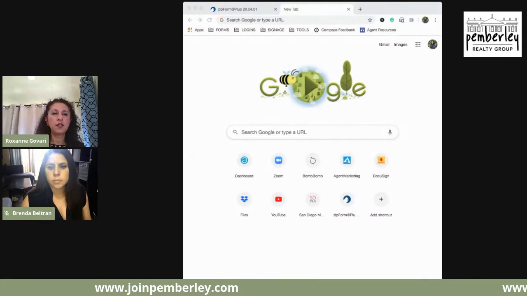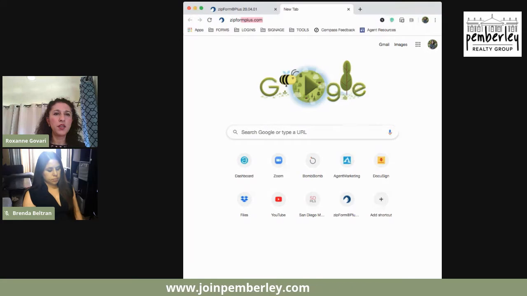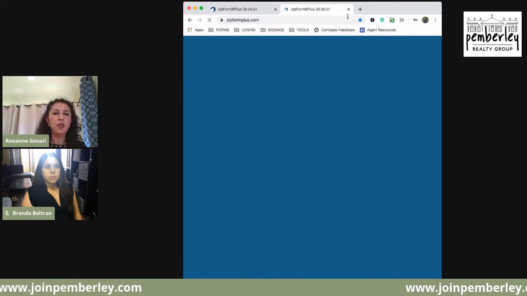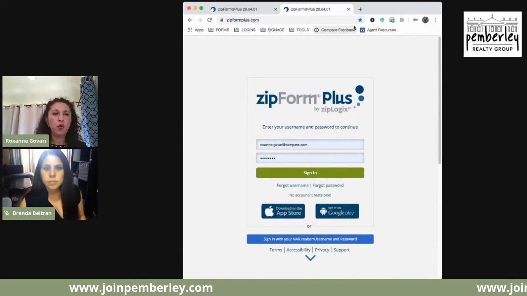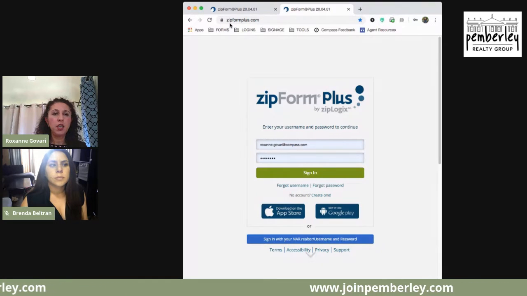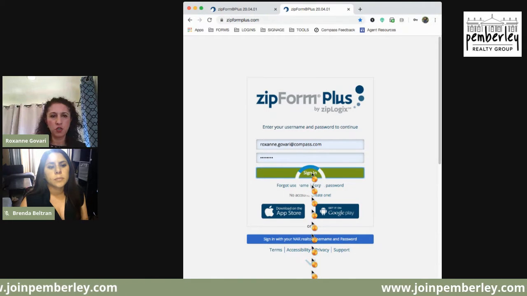We're going to go over to Zip Forms, which is a program that we use that has all of our forms, and then we're going to go into the RPA, the real estate purchase agreement, which is the form that we use for writing a purchase offer in California.